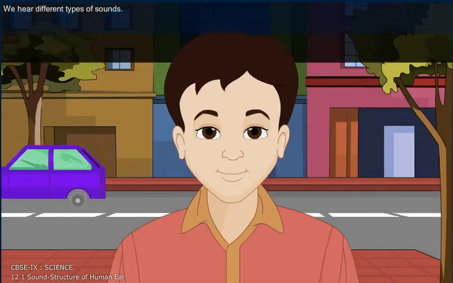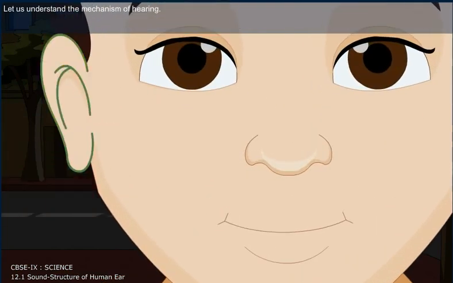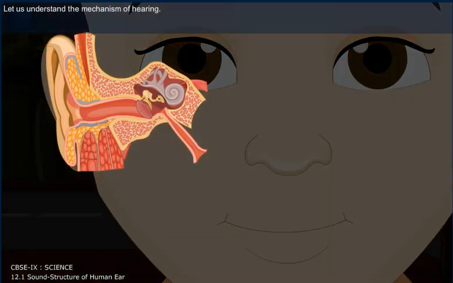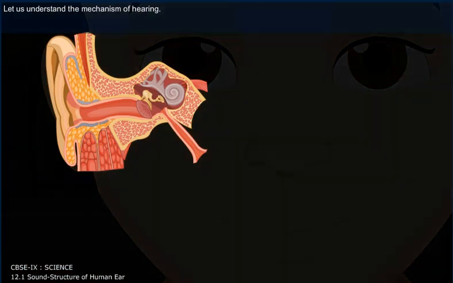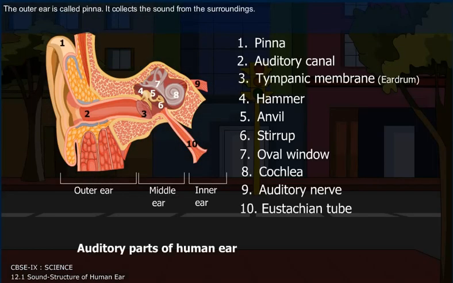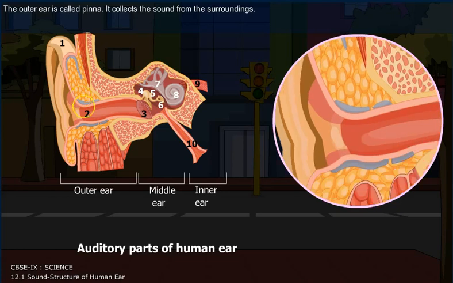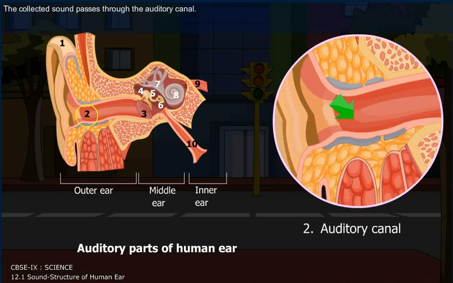We hear different types of sounds. Let us understand the mechanism of hearing. The outer ear is called pinna. It collects the sound from the surroundings. The collected sound passes through the auditory canal.